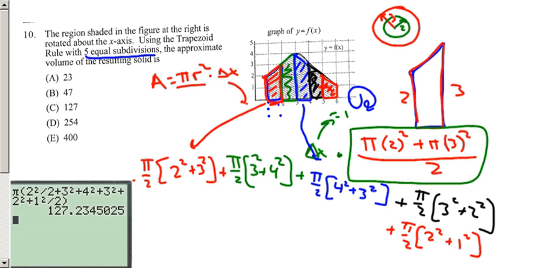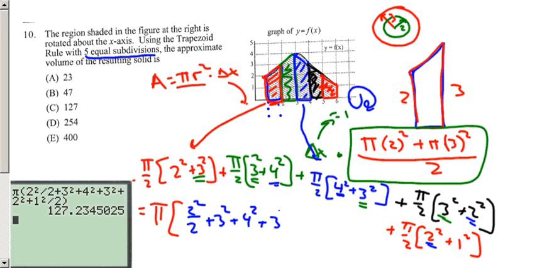And similar to the work we did when we were doing trapezoid rule with just 2 dimensions, this simplifies to just pi times, all of our inside things get repeated. Everything gets repeated except for the first and the last value. So this ends up being pi over 2 times 2 squared over 2 plus 3 squared plus 4 squared plus 3 squared plus 2 squared plus 1 squared over 2. And when we put it into our calculator, we get an answer of C.